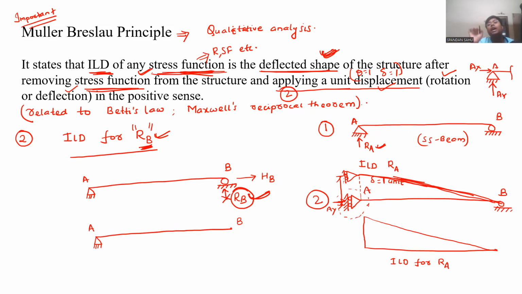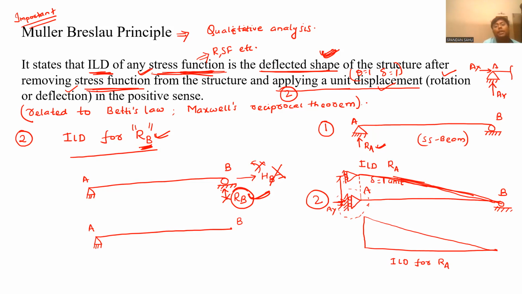That will be the ILD for that stress function. So here you see, this is a roller. This HB is not here now. No HB, no horizontal reaction is there. No movement is there. The only reaction is RB.